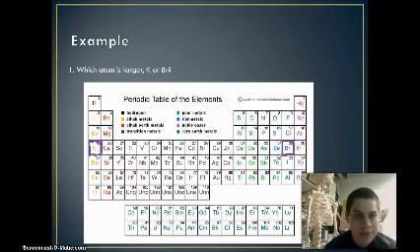Example number 1. Which atom is larger, potassium or bromine? The answer will be potassium, because with the period trend, the atoms increase to the left, and potassium is on the left.